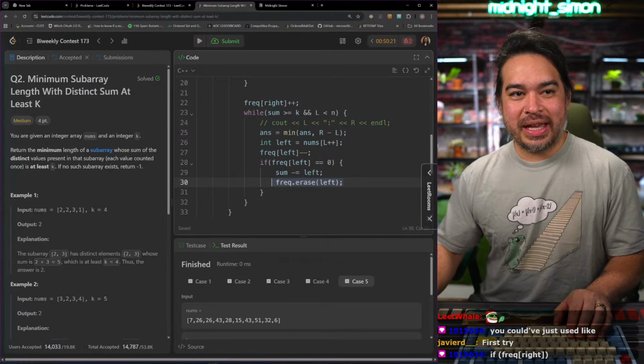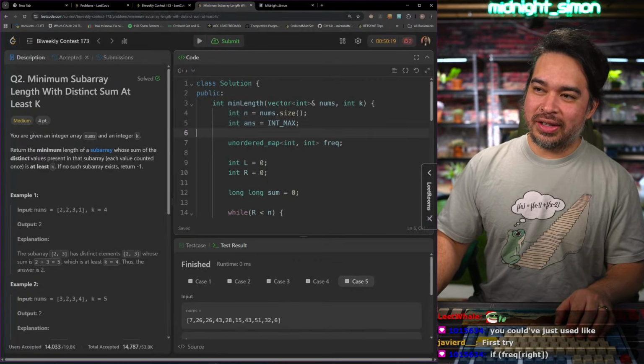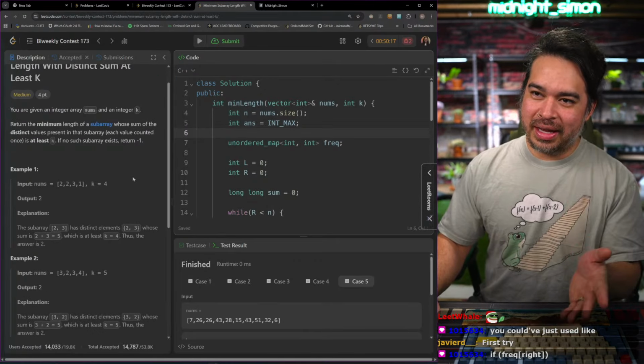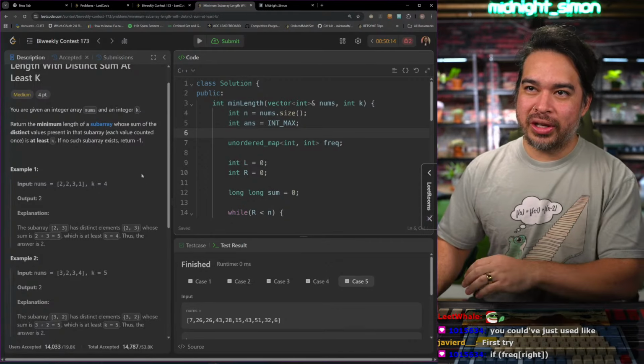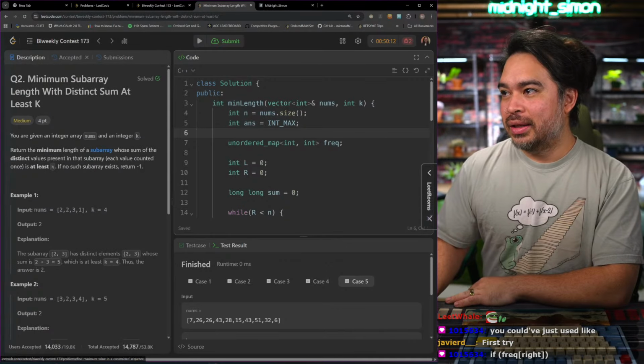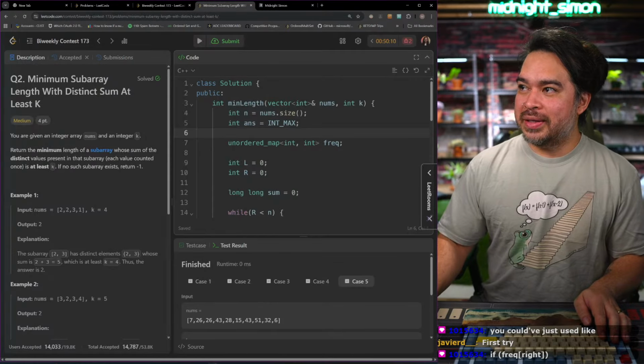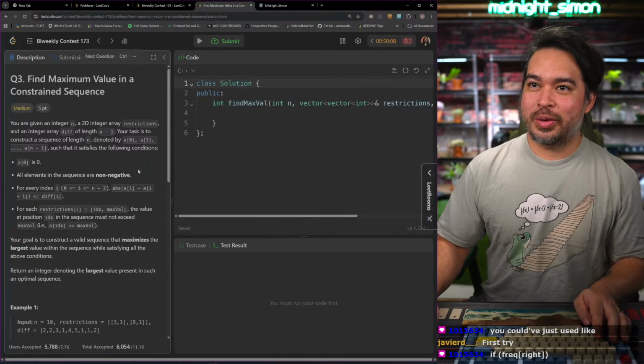Alright, that took a long time, man. I think I had the idea of just implementing buggy code. Oh, embarrassing. Next question, Q3.